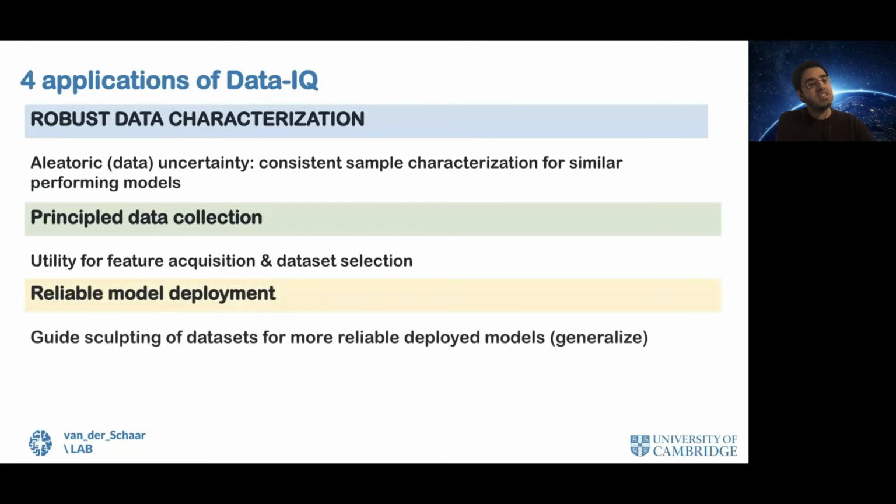And finally, and most importantly, this idea of reliable model deployment, because fundamentally, that's what we all are after. We show that Data IQ's groups, these easy, ambiguous, and hard, can help us to guide sculpting, or you can think of pruning of data sets, which lead to more reliable deployed models which generalize better. For example, we might want to throw away some of these hard and ambiguous samples. A nice property additionally to this, beyond better performance, is that curating this high-quality data set also reduces our computational burden as well, because we have a much smaller data set to train on.